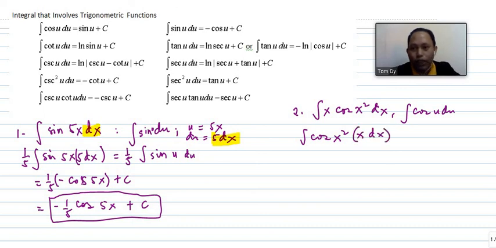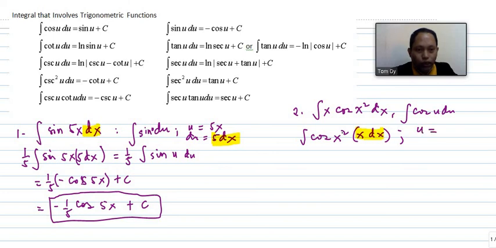This will be our target du, x dx. Okay, I am just rearranging this x. So we have cosine x squared, and then x dx, this one is x dx. So this will be our target du. If we use this formula again, we will check our u.